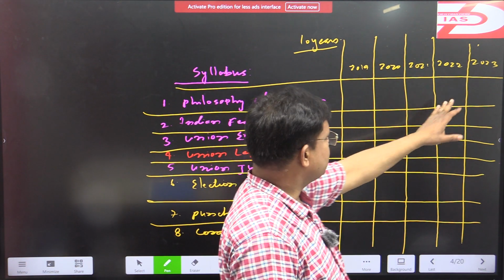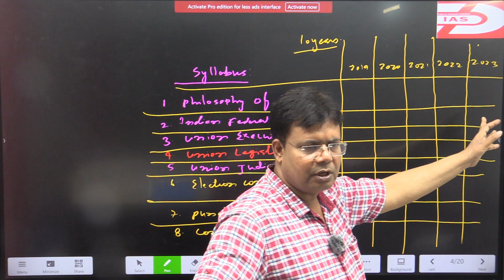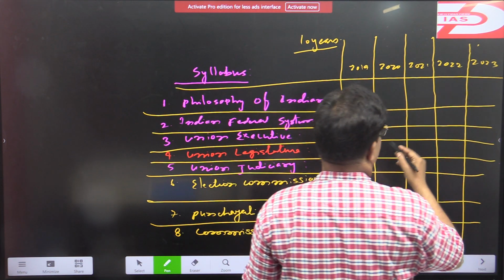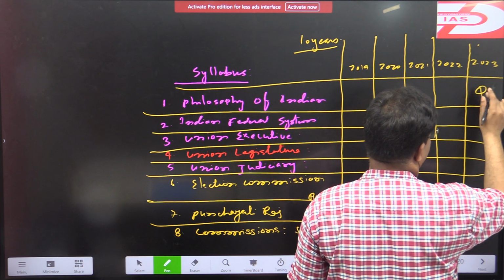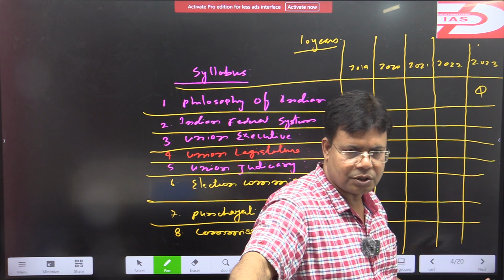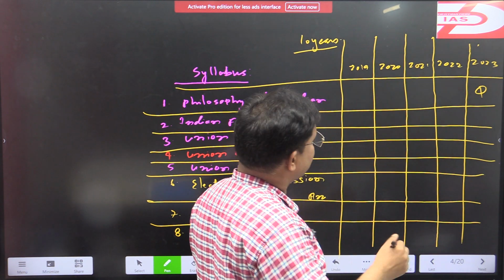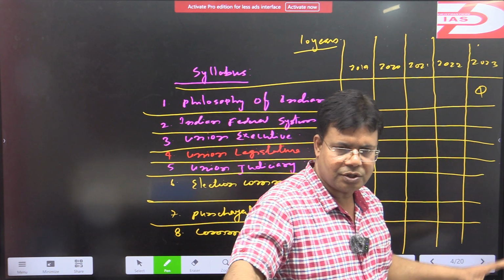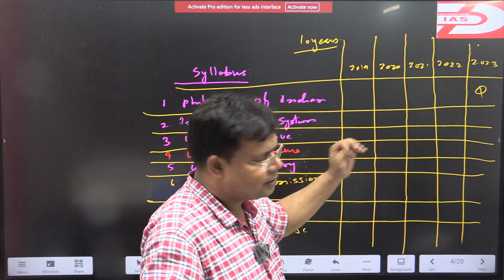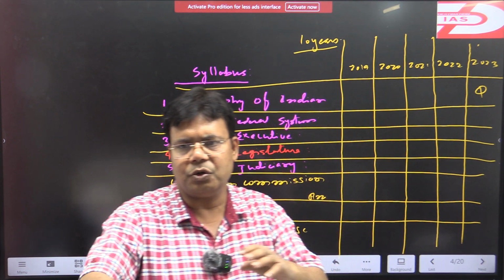Then from which chapter is the question asked in the civil service examination in 2023? Say, from the philosophy of the Indian Constitution. Then write down the question, the previous year question. Then next year, from fundamental rights, write down the question. If next year from the Indian federal system, then write down the question.